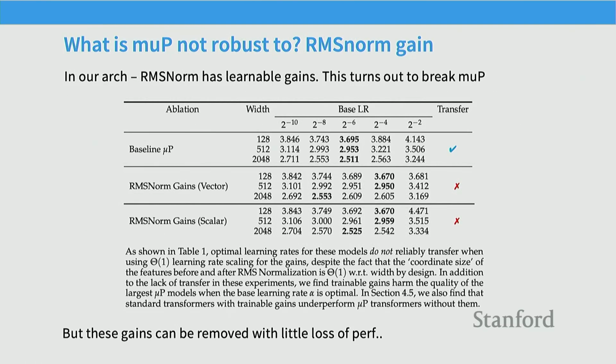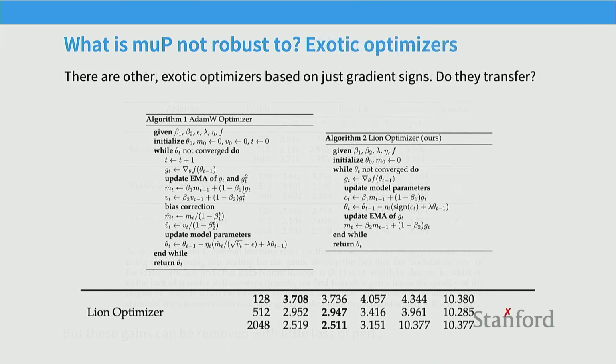What is it not robust to? Well, it's not going to work for every single case. For example, if you add learnable gains, that turns out to break mu-p, right? So you need to remove the biases. If you remove them, then mu-p works. If you add them back in, it doesn't necessarily work.